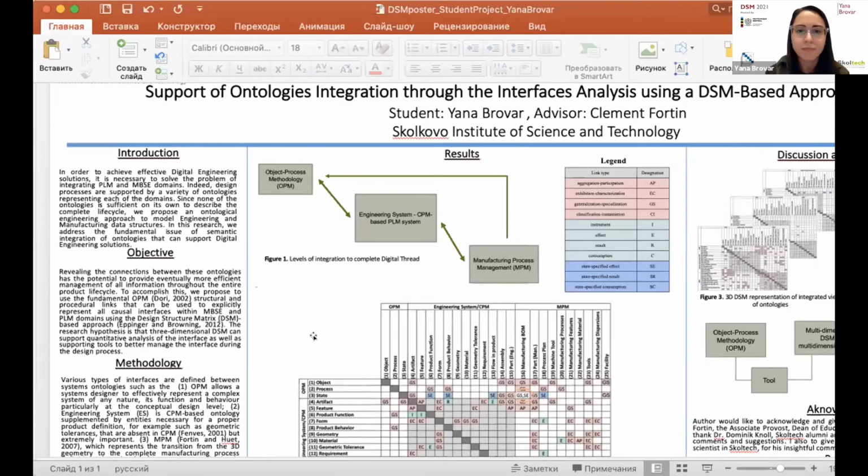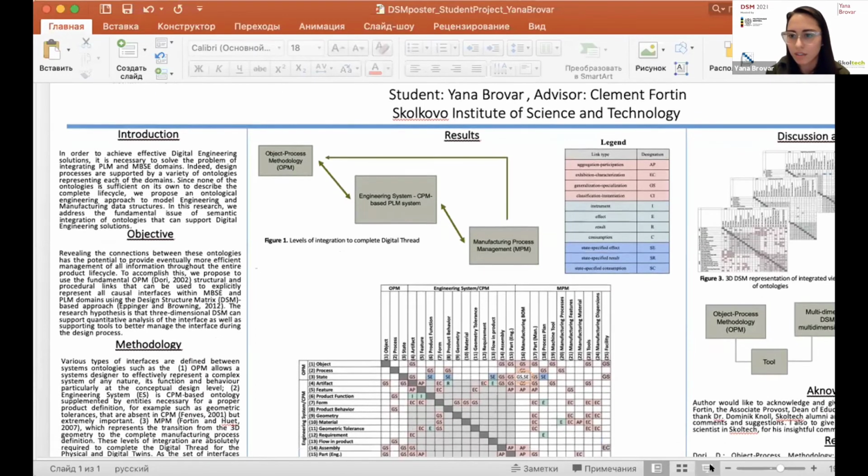I'm sorry. So this is the DSM representation of the proposed basic ontology of digital engineering built on the Object Process Methodology, that is the formal ontology of object, process, and state entities, which allows a system designer to effectively represent a complex system of any nature, its function and behavior, and particularly it is used at the conceptual design level.